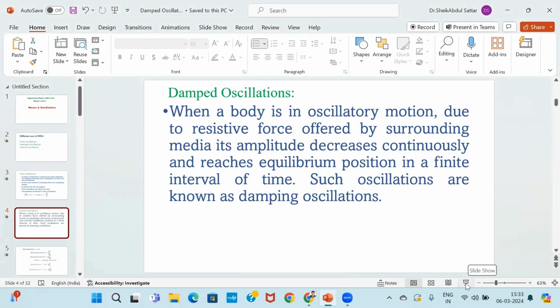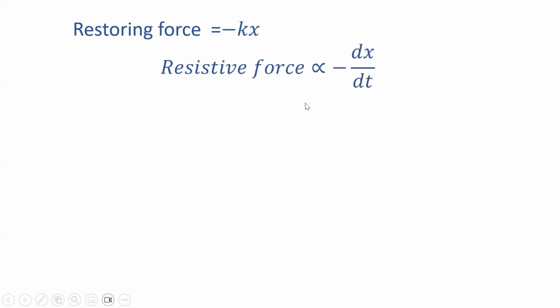Now, in case of damped oscillations, just now we discussed here, there is a friction force between the oscillator and the surrounding media, in addition to the restoring force. In case of free oscillations, we are having only restoring force. But in case of damped oscillations, we are having a resistive force in addition to this restoring force. Resistive force is always directly proportional to the velocity. We can express velocity as dx by dt.